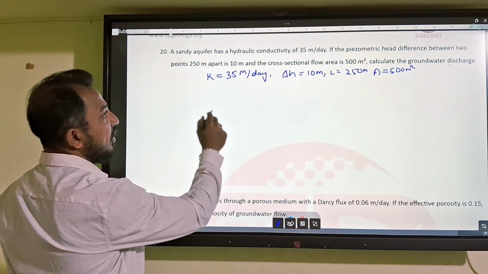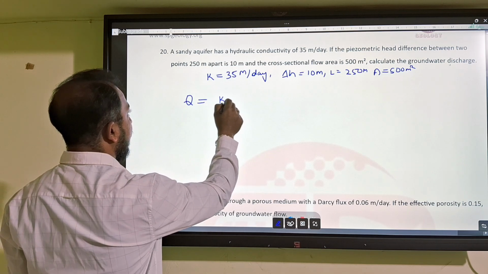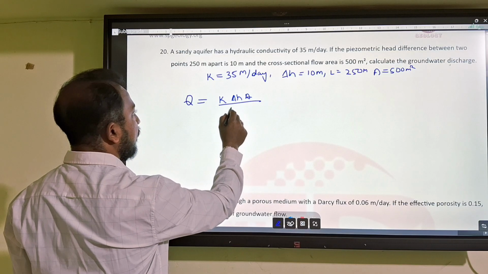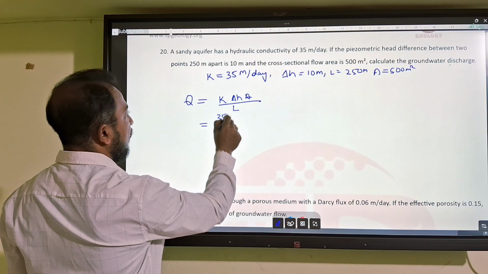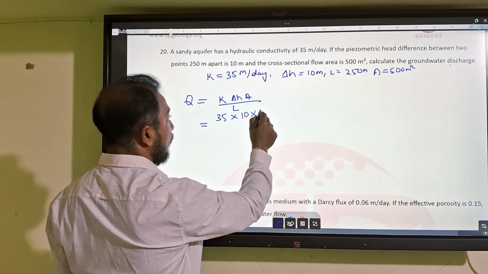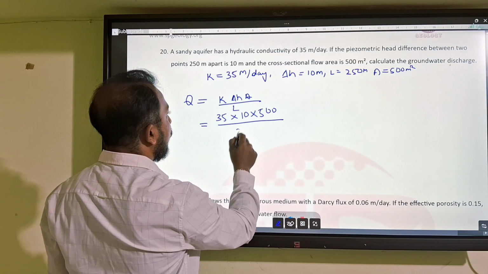So we will calculate the groundwater discharge, that is your Q. Same K, then we will take del H A divided by L. So K is given 35 into del H is your 10 into area is your 500 divided by L is your 250.